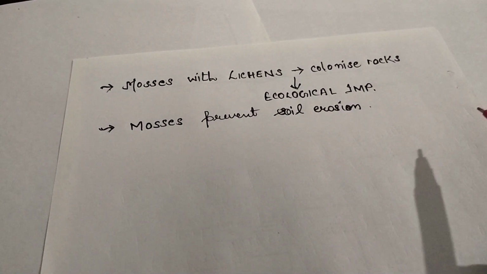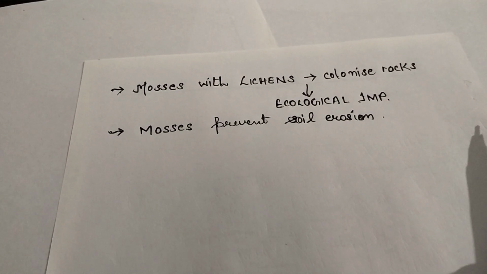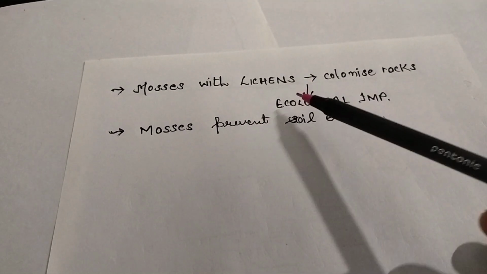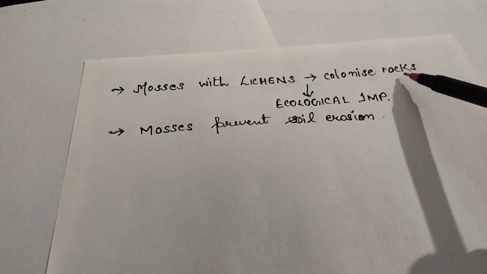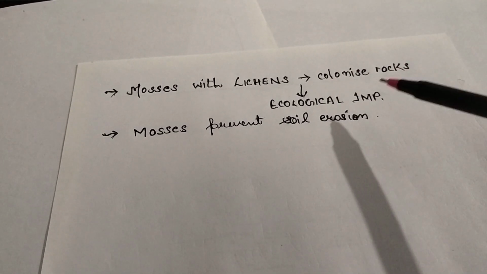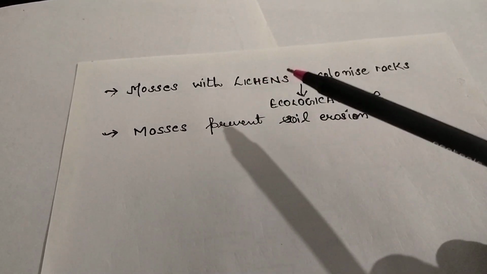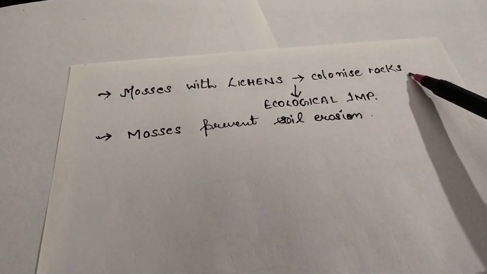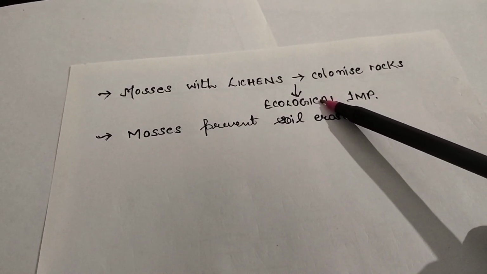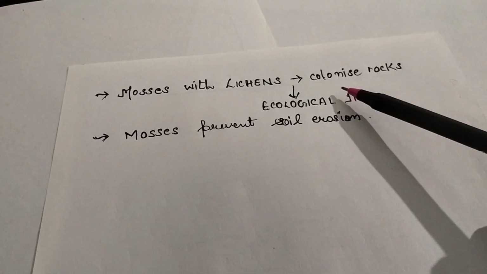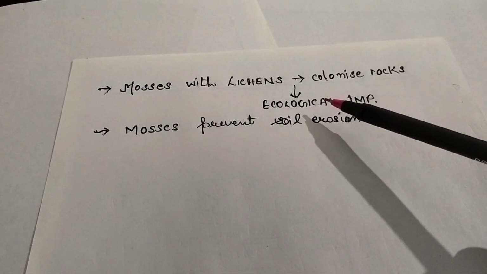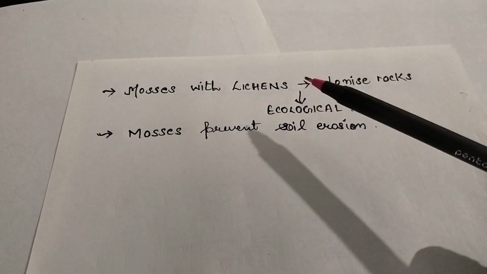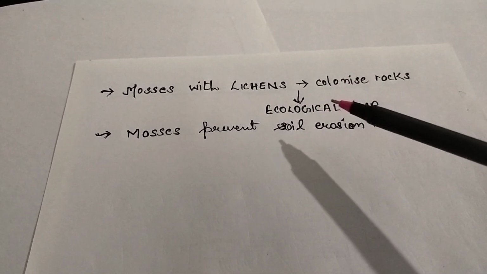Mosses have ecological importance. How? Mosses, along with lichens, are the first organisms to colonize rocks. We studied that in moist and damp places, in the cracks and crevices of rocks, we can find mosses. So, mosses along with lichens are the first organisms to colonize rocks, and hence they are of great ecological importance. They decompose rocks, making the substrate suitable for the growth of higher plants.